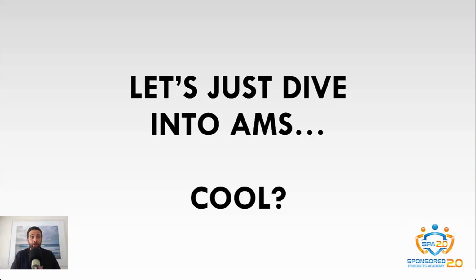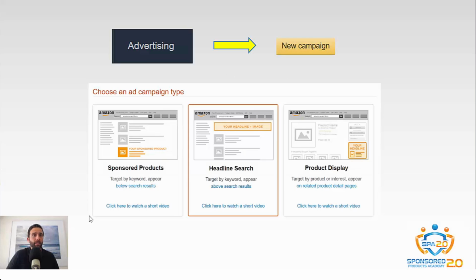All right, so the first thing you have to do is jump in and create your headline ad. I'm just going to show you really quickly here. At the top, when you log into AMS, you're going to see a little button or tab that says advertising. You click that, click new campaign, and it'll take you right here. So you'll be able to select headline search.